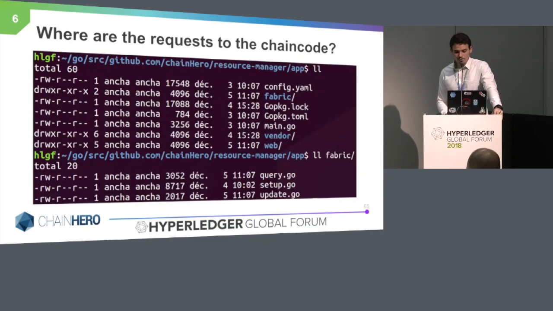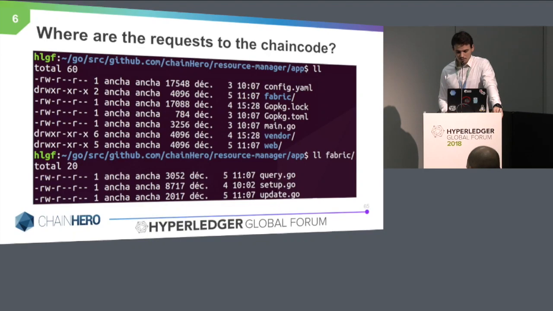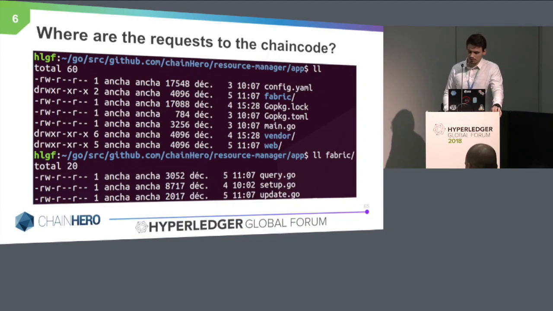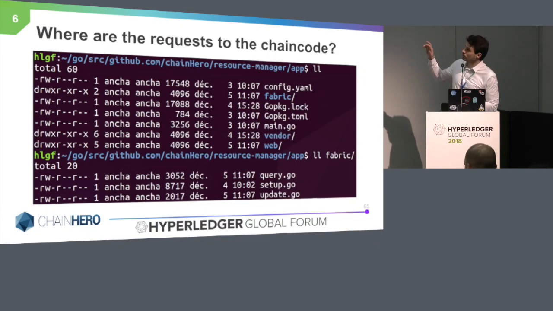So where are the requests to the chain code? The requests are in the Fabric folders. In the Fabric folders, there are 3 files. The setup that handles the Fabric SDK initialization, and there are all queries and updates in 2 separate files, query.go and update.go.